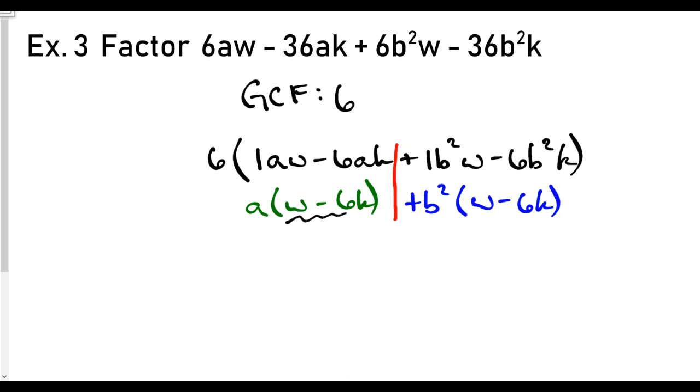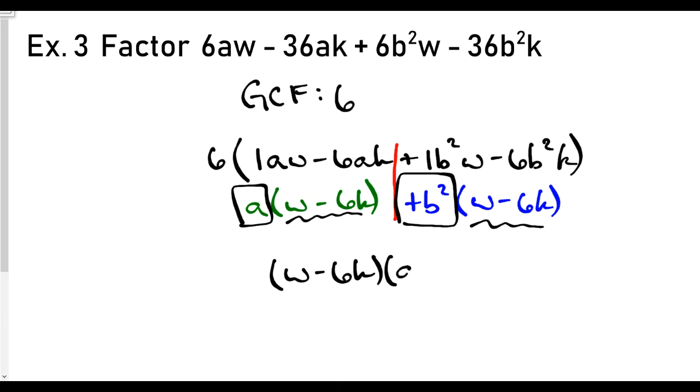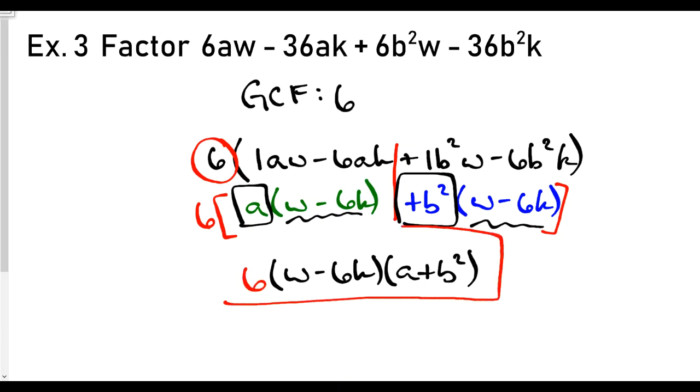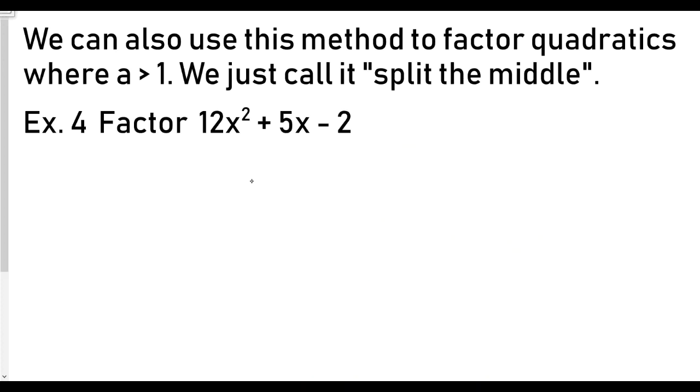So, do those two factors match? W minus 6K, W minus 6K, they sure do. Must be one of my factors. So W minus 6K. What are the other bits that were attached to those factors? Well, A plus B squared. And then, did I have this 6 that I factored out at the beginning? Let's make sure that we include it when we are writing our final answer as well. Okay, so those are all kind of big polynomials that we can factor.